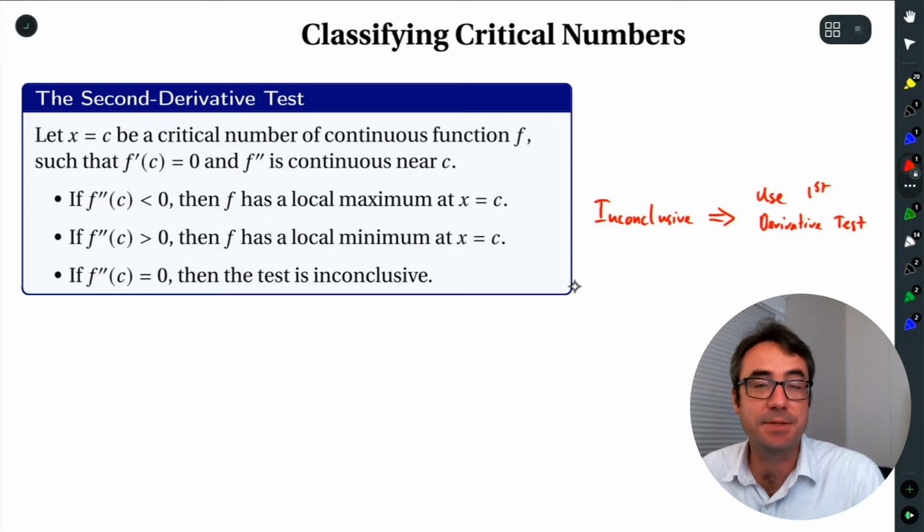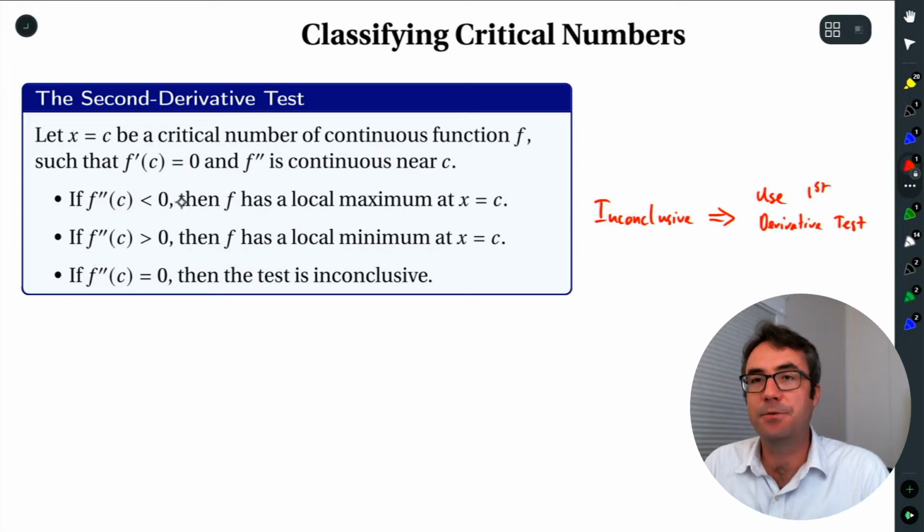Sometimes that happens. The first derivative test always gives you an answer. The second derivative test sometimes is quicker because we don't have to do a whole sign chart. We only have to calculate the second derivative and just plug one number into it. The downside is sometimes it's inconclusive. So if it's inconclusive, no way around it, then you have to go use the first derivative test.